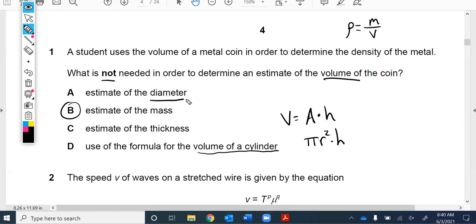And so if we could estimate the diameter, that's a way to get to the radius. If we could estimate the thickness, that's the height of the cylinder. We can draw all that out: a coin like this has a height h and a radius r. So if we estimated the diameter and the thickness, that's what we need to get the volume, along with this formula right here, right? So it's very clear that the answer is B.